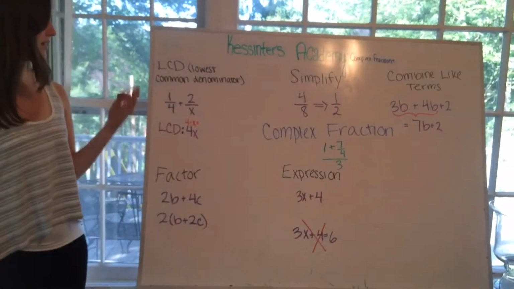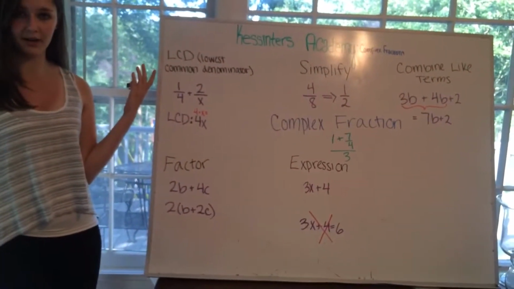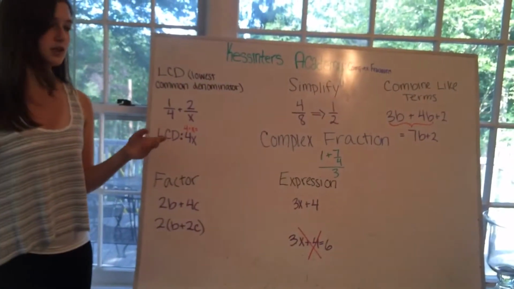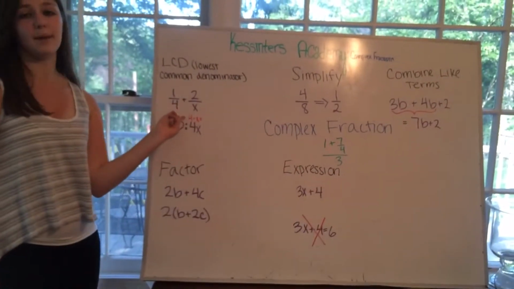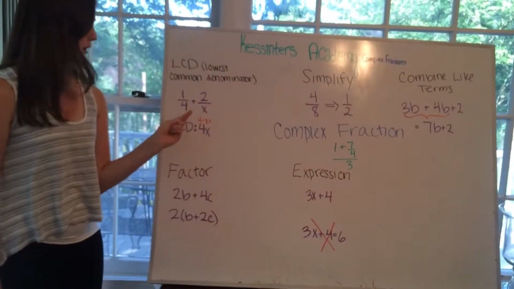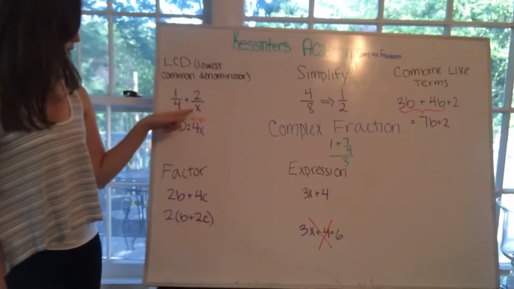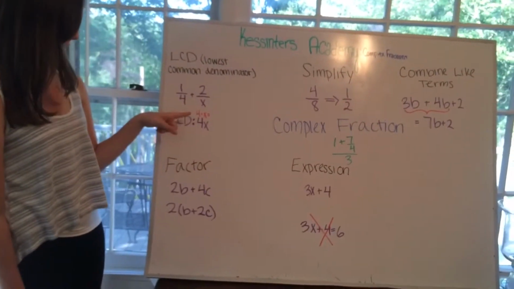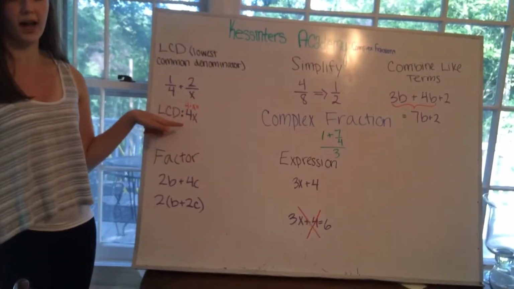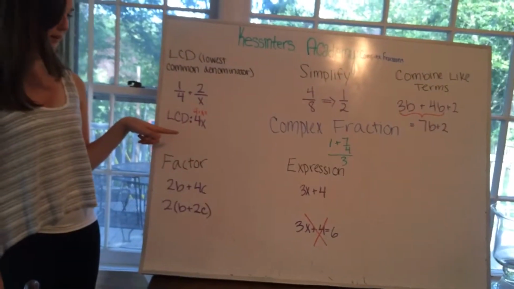The next term is LCD, or the lowest common denominator. The lowest common denominator is the smallest number that both of the separate denominators are factors of. One way to find it is to multiply the two denominators by each other. For example, 4 times x equals 4x, so that's the lowest common denominator.